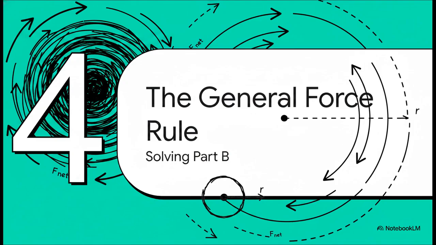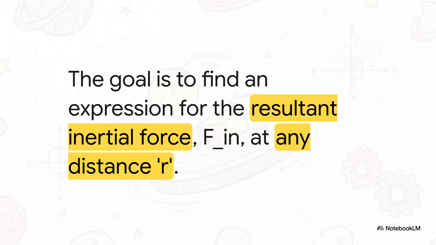But of course, Irodov isn't going to let us off that easily. For part B, we have to zoom out. We need to find a general formula for the net inertial force at any arbitrary position, not just at that one special point. So, our new goal is to create a general rule. We want an expression for the total inertial force, Fn, that works no matter where the particle is along its path, for any distance r from the pivot.